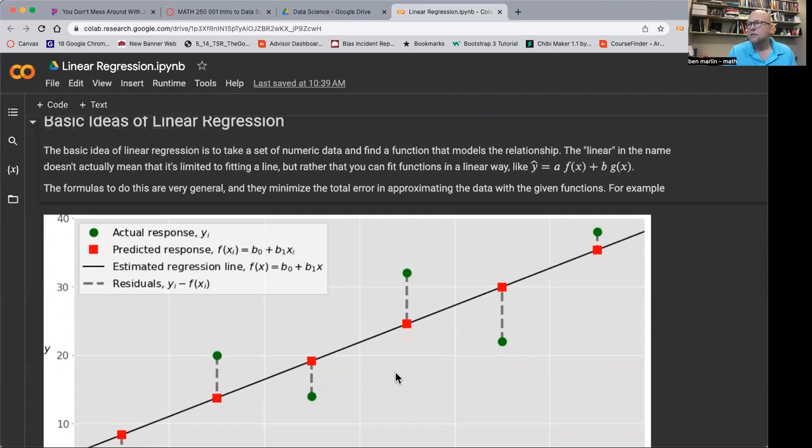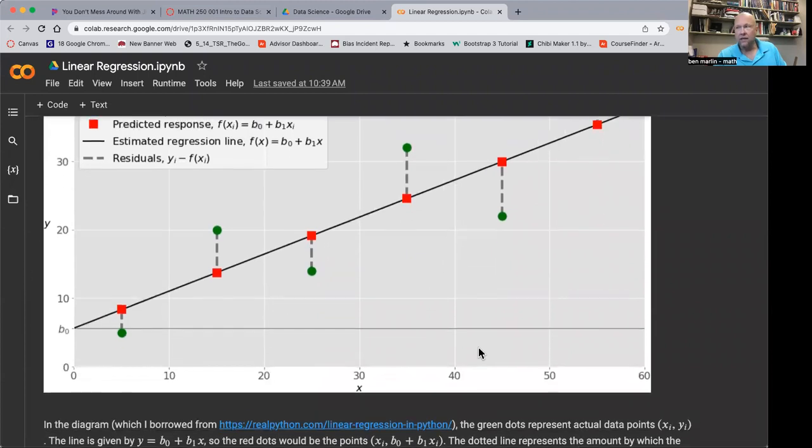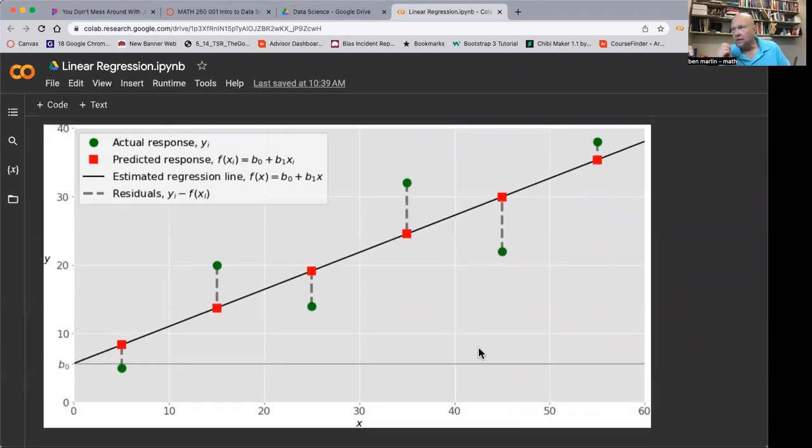All right, so you should be seeing here my notebook that y'all will be working from that says basic ideas of linear regression. So the basic notion here is that you have a set of data. In the picture, it should be the green dots, okay? So the green dots is a set of data that we think should fit onto some particular function. Now, in our case, we're going to fit a straight line to it.